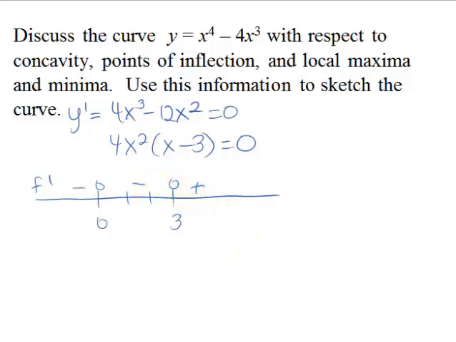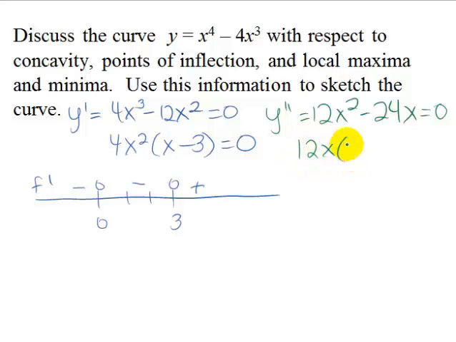Now let's go ahead and find the second derivative. The second derivative is going to be 12x squared minus 24x, and we're interested in where that equals 0 to find possible points of inflection. Let's factor a 12x out. So we have 12x, this leaves x minus 2 equaling 0. So the second derivative is going to equal 0 at 0 and at 2.